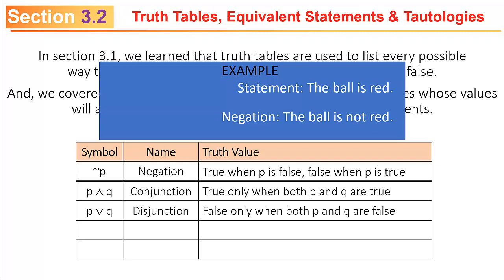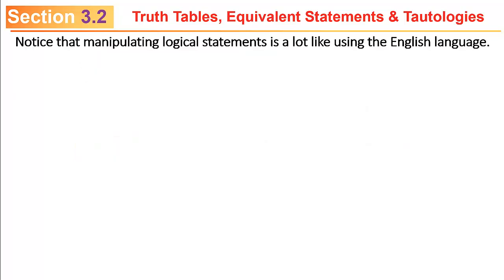For example, if the statement said the ball is red, the negation would be the ball is not red. If the original statement is true, that is, the ball really is red, then the negation is false, which says the ball is not red. On the other hand, if the original statement is false, then the negation is true. It simply changes the truth value to its opposite.